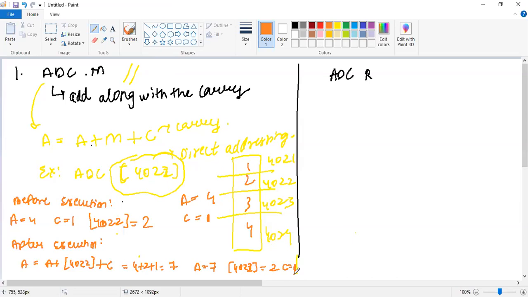If anyone has any doubt in this instruction, you can ask. For your reference, you can take a screenshot. This is A equal to A plus R plus C, same. So these are all your addition instructions. Now the instructions for subtraction are the same, the only thing that varies is the sign. Instead of add, we just have to do subtraction.